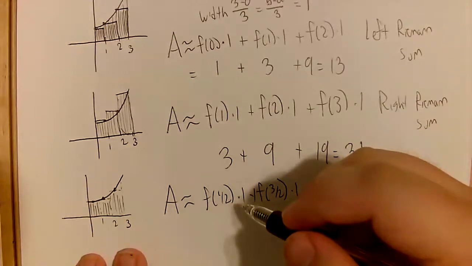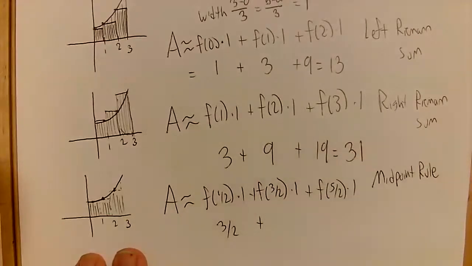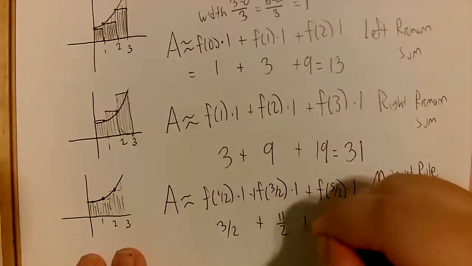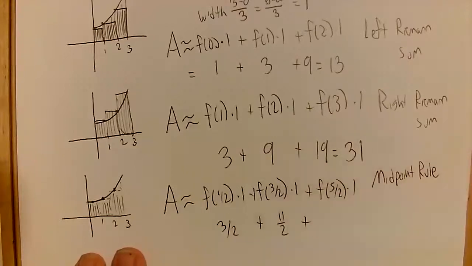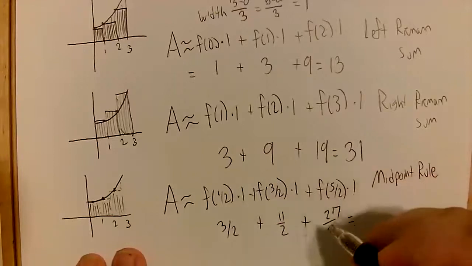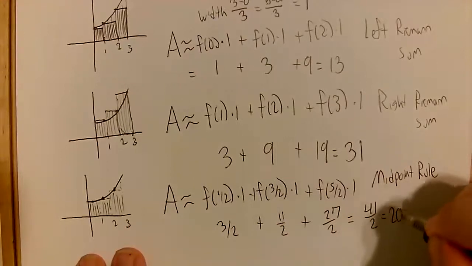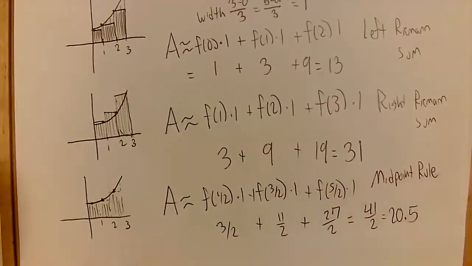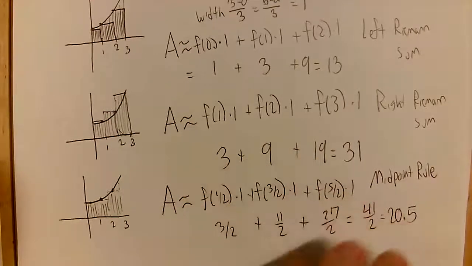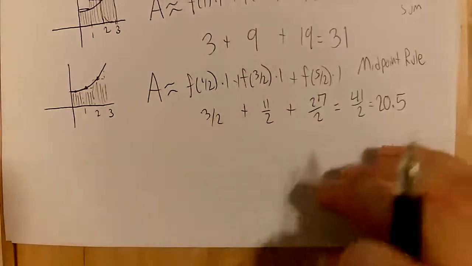So here we're going to end up with 3/2. Here we're going to end up with 11/2 if we do the arithmetic. And then here we will end up with 27/2. So if we add all of these together, we end up getting 41/2, or 20.5, as our estimate. All right. And it turns out that this will actually be pretty close to the true value. Oftentimes the midpoint one is more accurate, although the numbers may be more difficult to plug in certain instances.